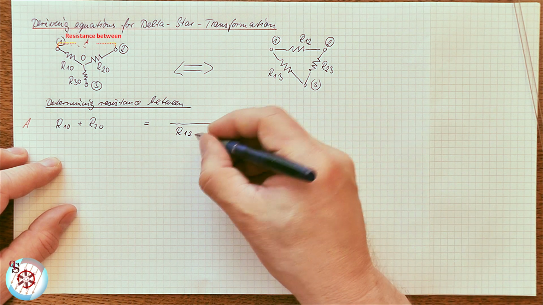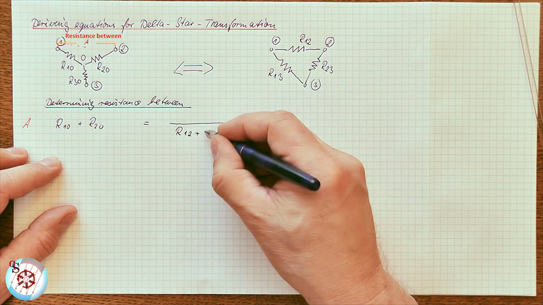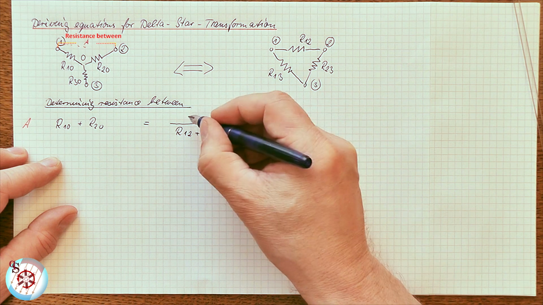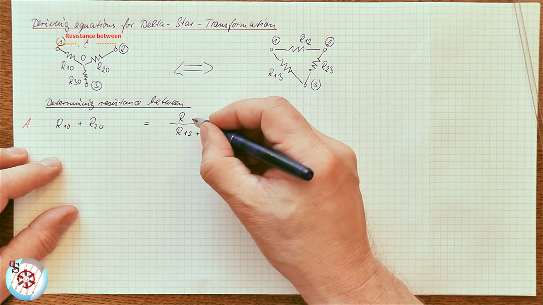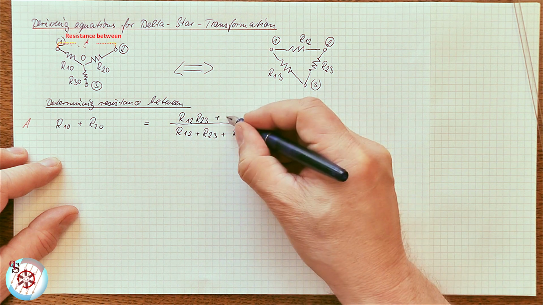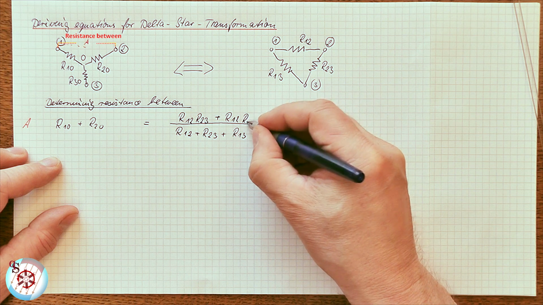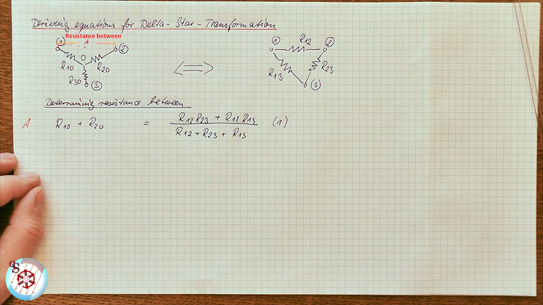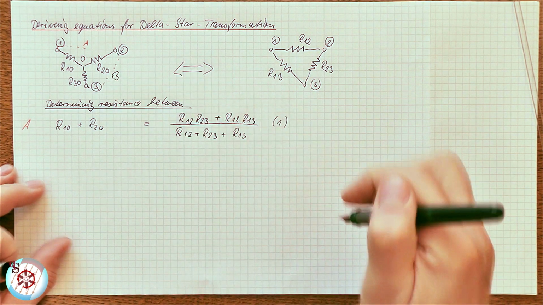Here in the denominator, we get the sum of all 3 resistances. That's R12, R23 and R13. And we have a pair combination within the numerator. It's R12 times R23 and R12 multiplied by R13. That's equation 1. For B, we look into the terminals 2 and 3.